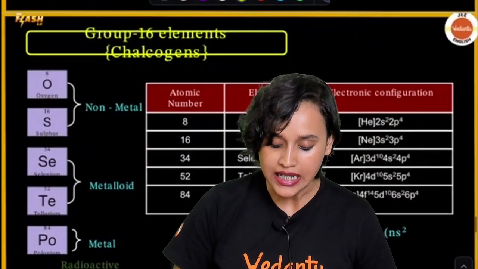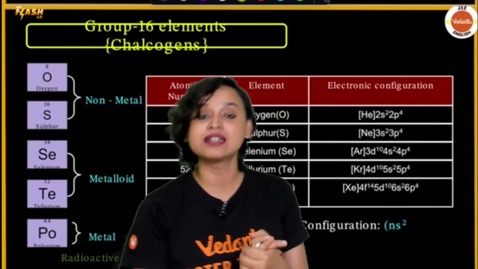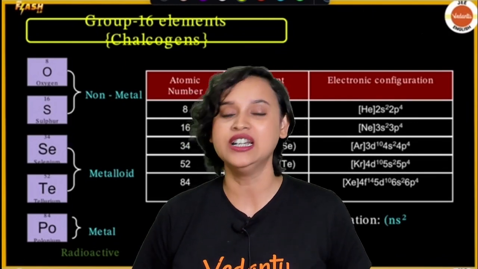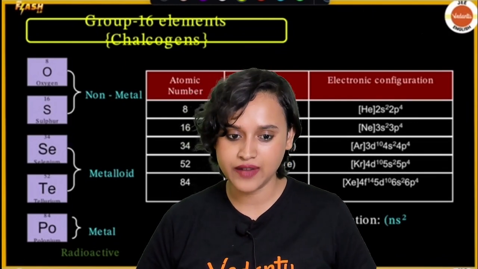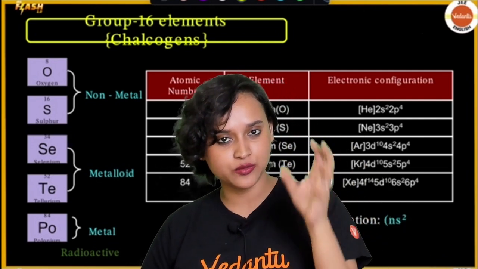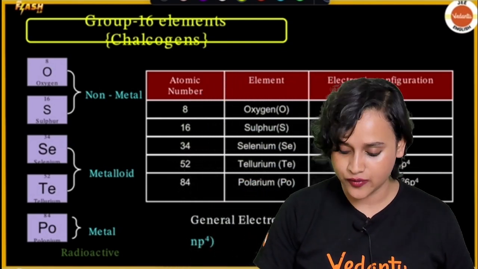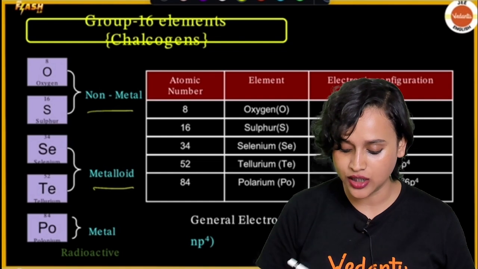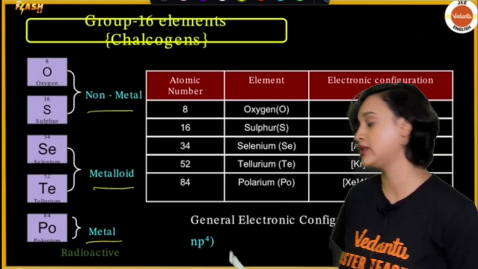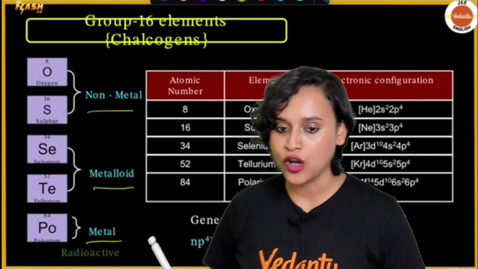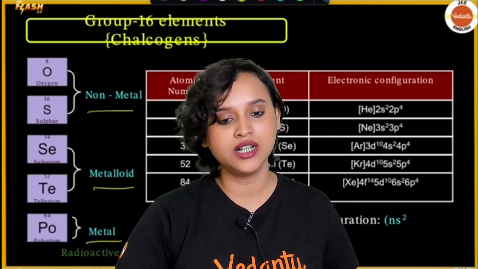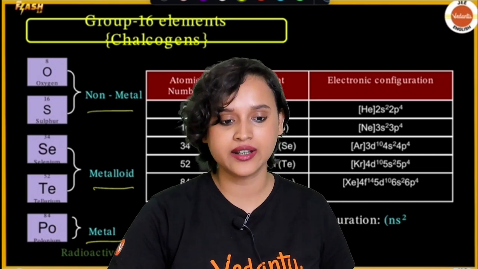I do not want to take so much time from you. Now we come to group 16 elements, that is the oxygen family. Just like you call the group 17 elements the halogen family, group 16 elements are called the chalcogen family. You have oxygen, sulfur, selenium, tellurium, and polonium. Oxygen and sulfur are non-metals. Selenium and tellurium are metalloids, and polonium is a radioactive metal. Polonium is not a synthetic radioactive element, by the way, guys. Polonium exists in nature.